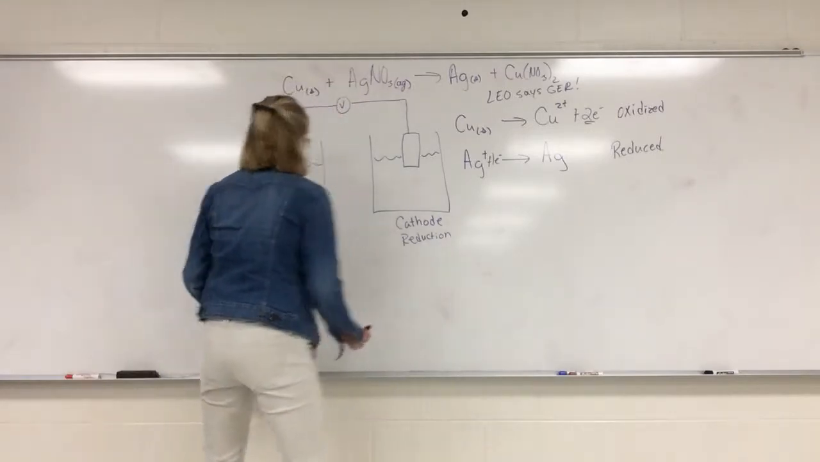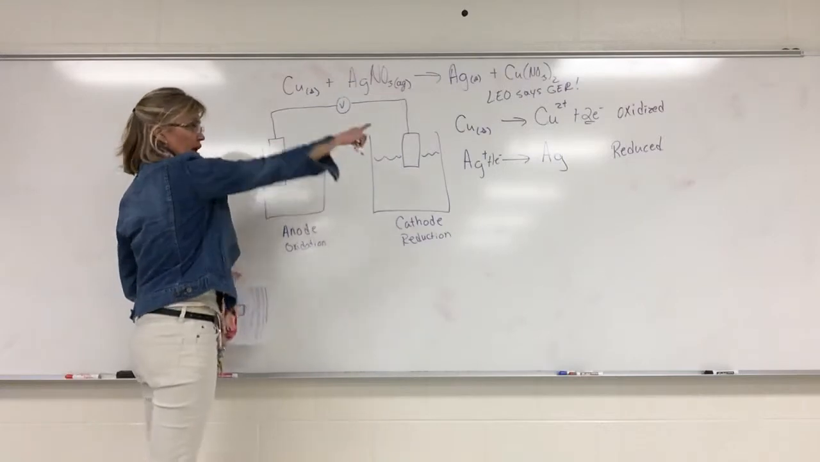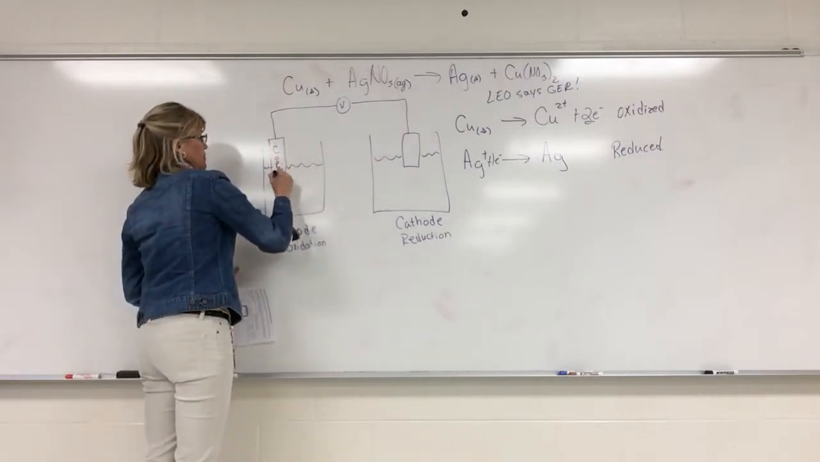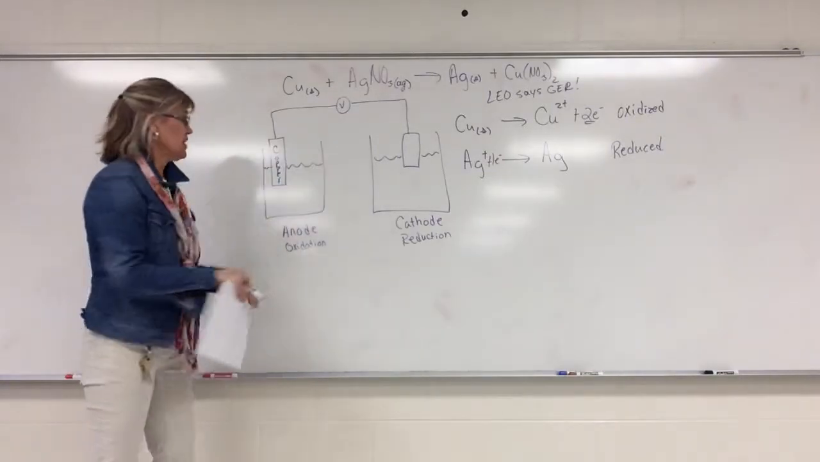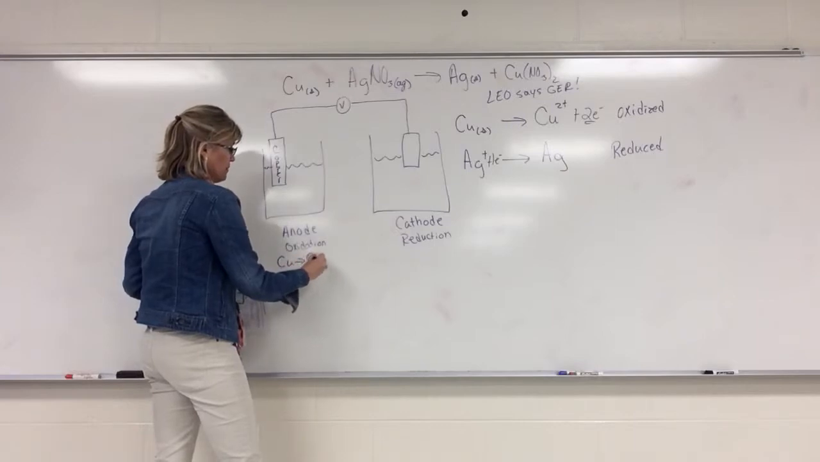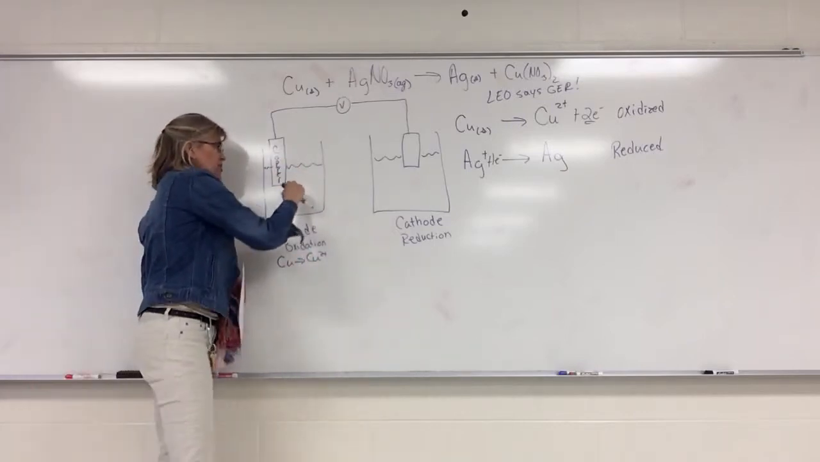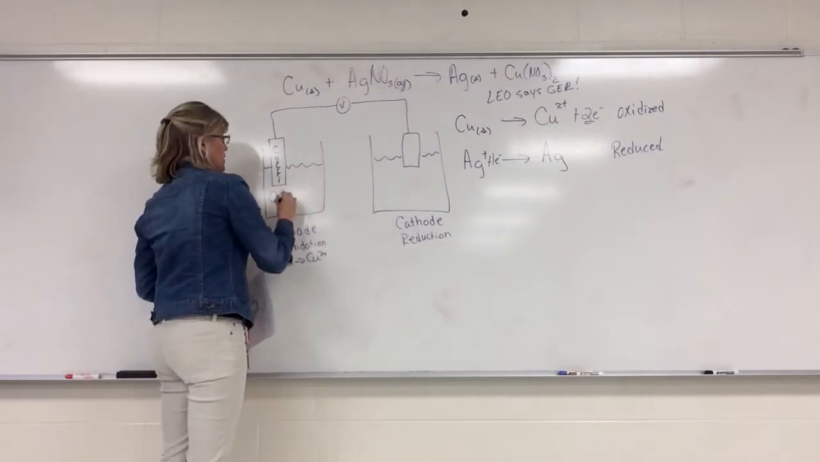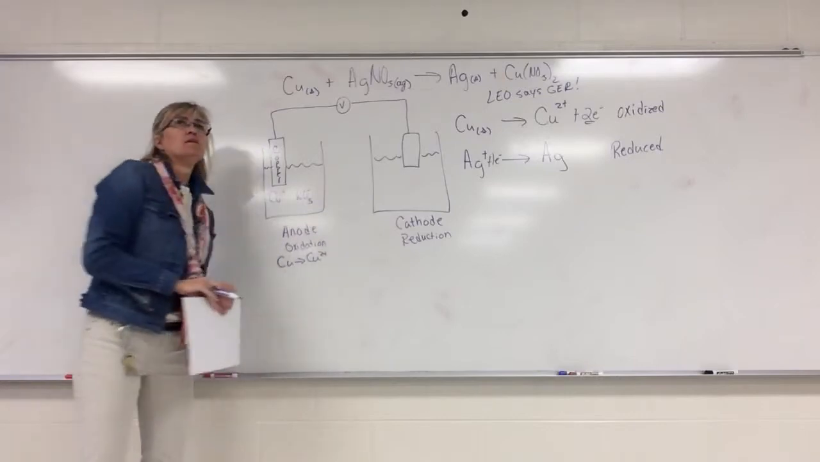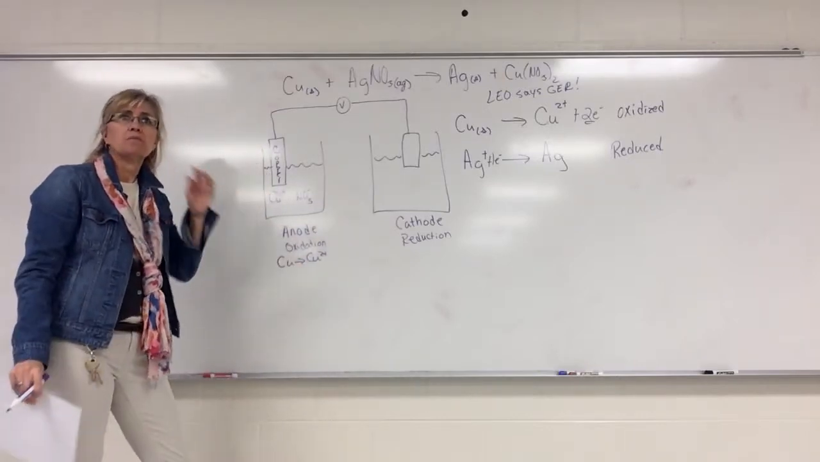Anyways, so now what we're going to do is this electrode will actually be copper metal, because I've identified that this is what's going on in the cathode. So what do I have to have in solution here? I have to have a solution of copper nitrate, because I've got to have these two species in my anode compartment.